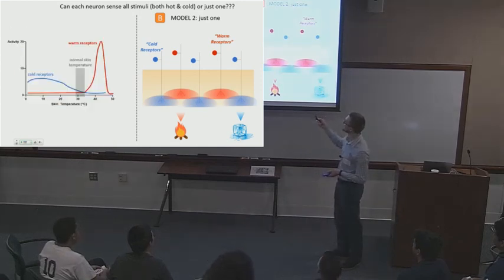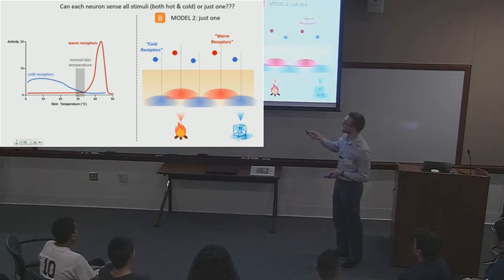So, the interesting thing about these two neurons is that they look the same, but they function in a different way. If you look at the activity at different temperatures, cold receptors will get activated at low temperature, and warm receptors will get activated by warm temperature.